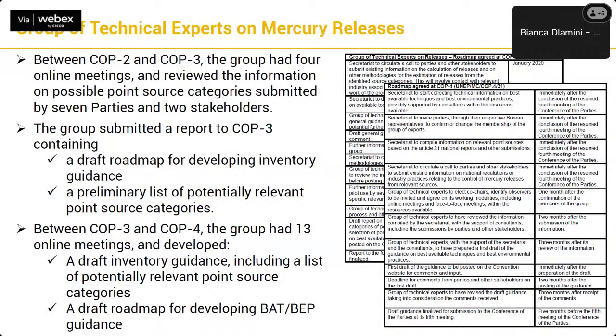Between COP2 and COP3, the group had 4 online meetings and reviewed the information on possible point source categories submitted by 7 parties and 2 stakeholders. The group submitted a report to COP3 containing a draft roadmap for developing inventory guidance and a preliminary list of potentially relevant point source categories. Between COP3 and COP4, the group had 13 online meetings and developed a draft inventory guidance, including a list of potentially relevant point source categories and a draft roadmap for developing the BEP guidance. I am very grateful for all the input received from parties and all stakeholders.